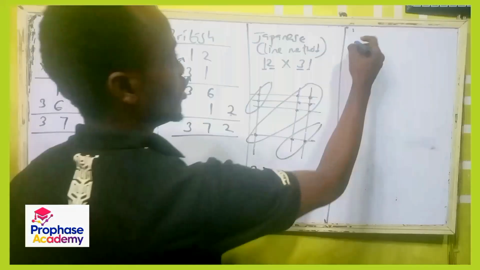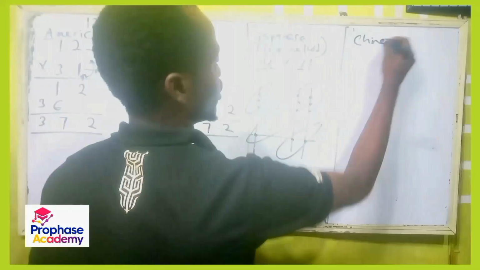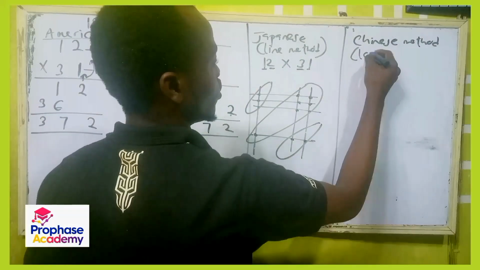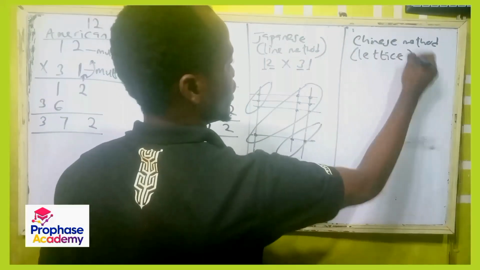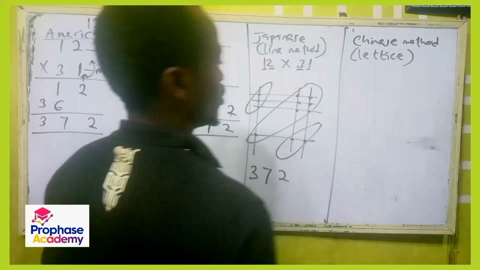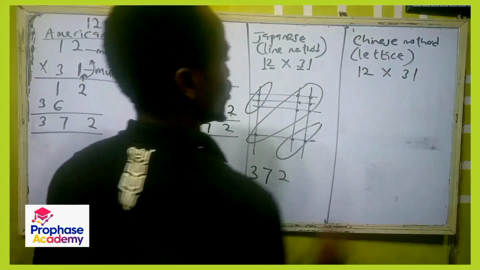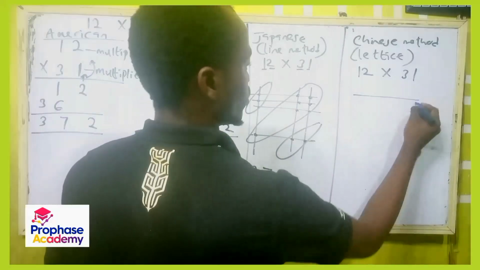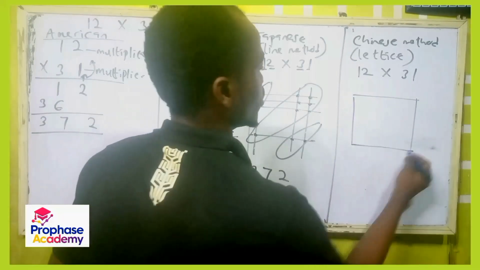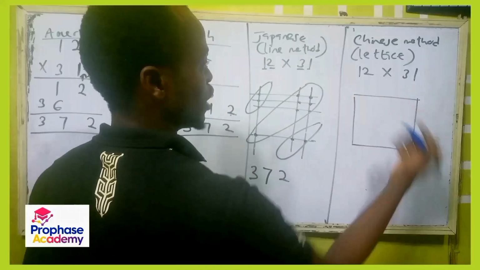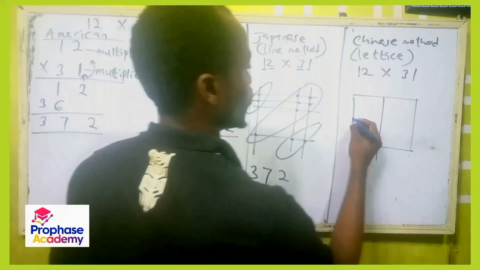And finally, the Chinese method. The Chinese method is also called the Lattice method. Now watch closely. So we are timesing the 2-digit value, 12 times 31. So we draw a box, and we divide it into 4 parts, since we're having just 2 digits by 2 digits, that is 4. So divide into 4 parts.